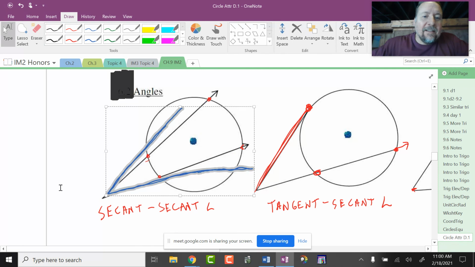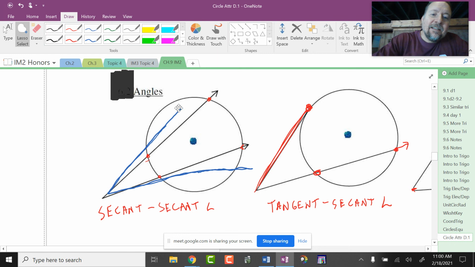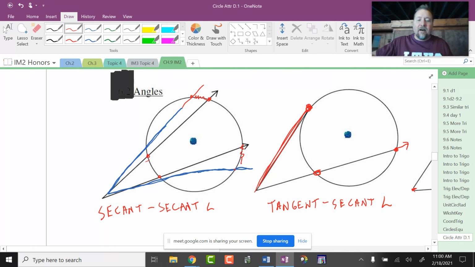Like if I extended this out here, then this angle is not equal to the arc it cuts. You know, it's too big. So this is too much here. So it's not just half of that big arc that it cuts. And the point I was going to try to make is that this too-big thing right here is actually equal to that right there. All right?